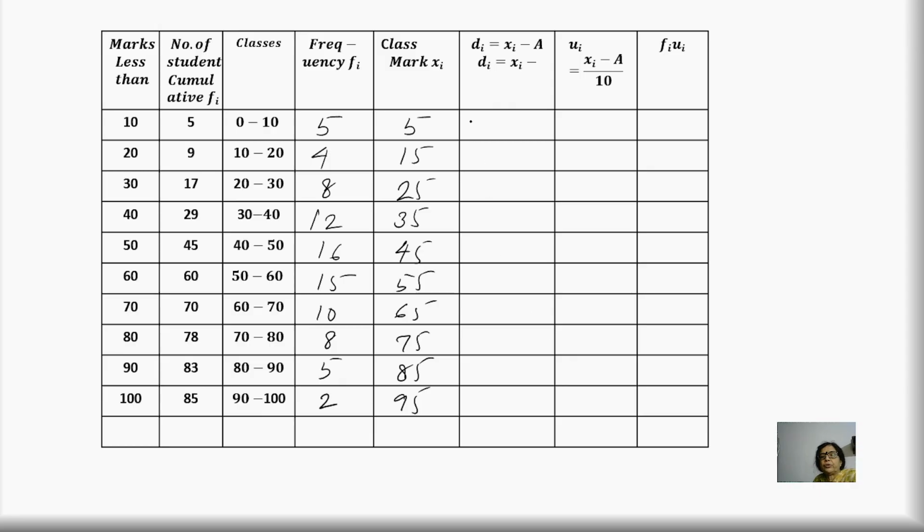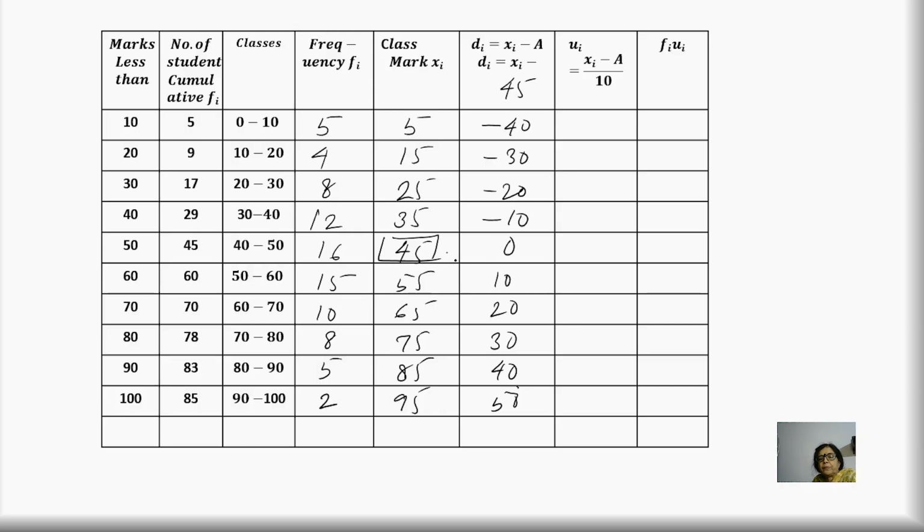Now we have to choose one of them as the assumed mean. So I'm choosing 45 as the assumed mean. You can choose any other also, the answer will come the same. So A value is 45. Now find out the difference of the class marks from the assumed mean. So this becomes minus 40, this becomes minus 30, this is minus 20, minus 10, 0, then this is 10, 20, 30, 40 and 50.